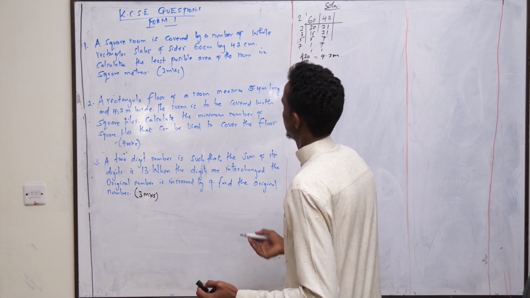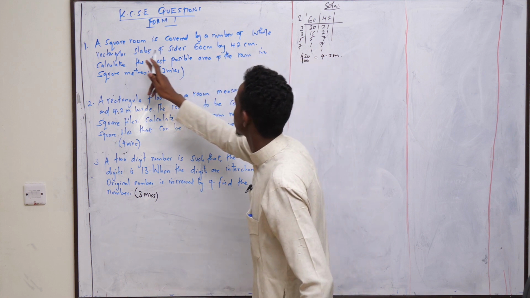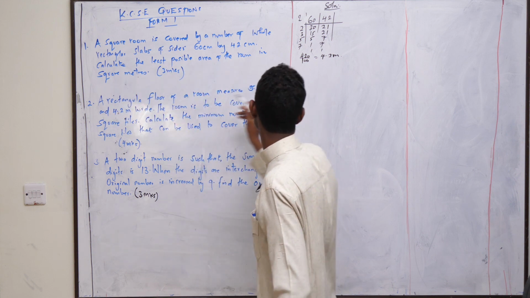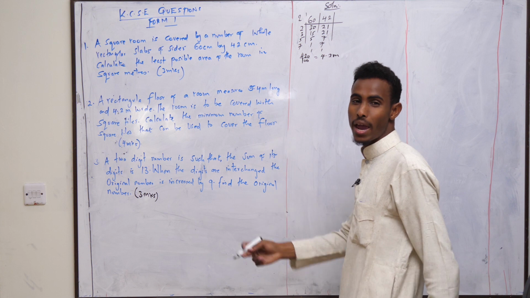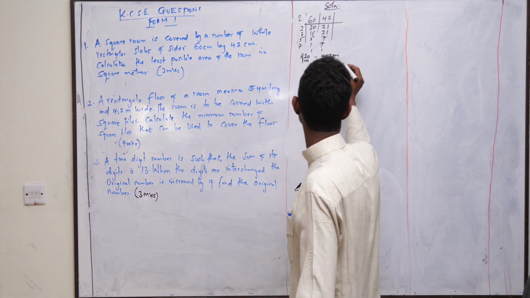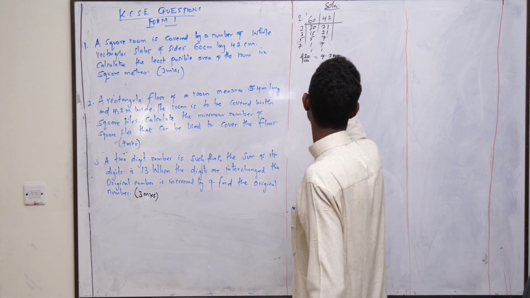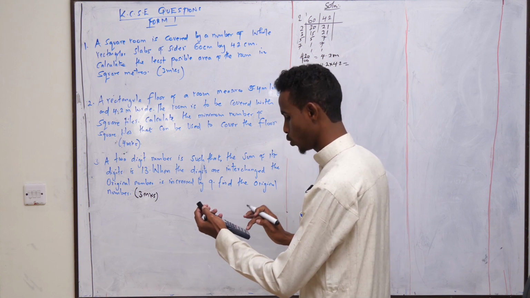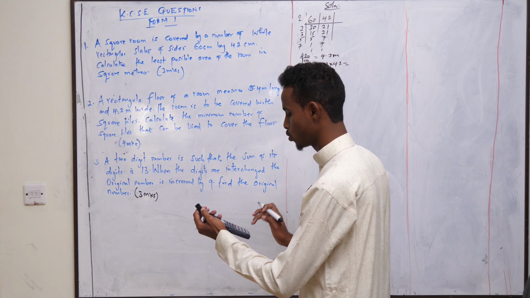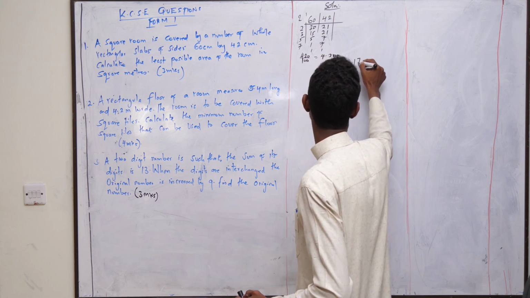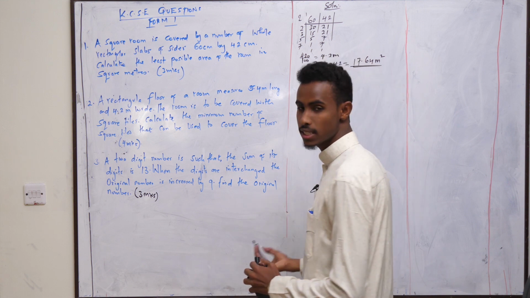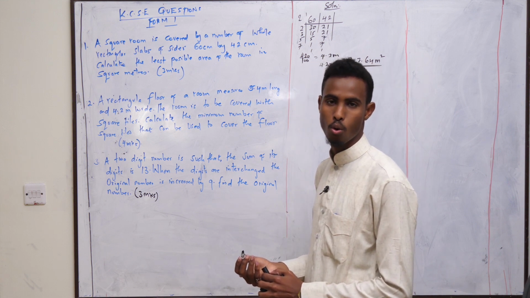Now, class, a square room is covered by a number of wall rectangular slabs. Calculate the least possible area of the room in square meters. Now this one, you square the LCM. Now it will be 2.1 times 2.1, which is 4.41 meters squared. And that is the solution to problem number 1.